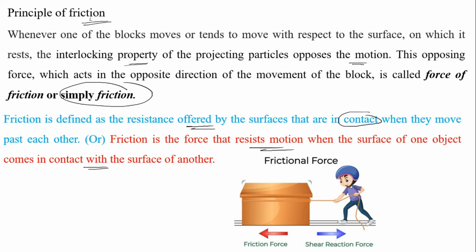Normally, the frictional force acts opposite to the direction of the applied force. This is the block, and the force is acting towards the right side, and the frictional force is acting towards the left side. This is the frictional force, and this is the force applied to the body.